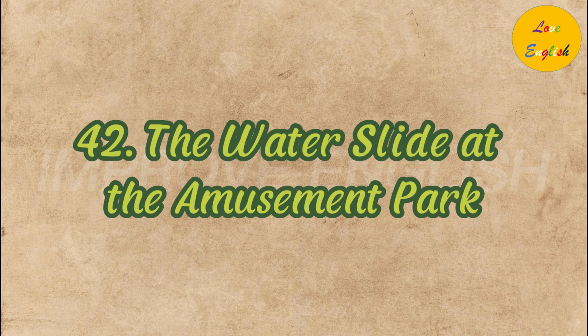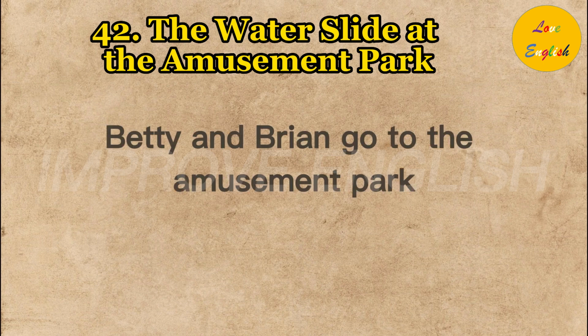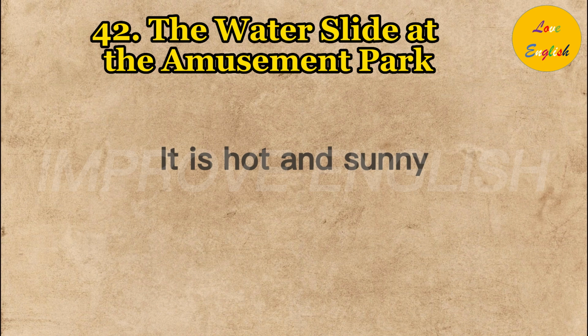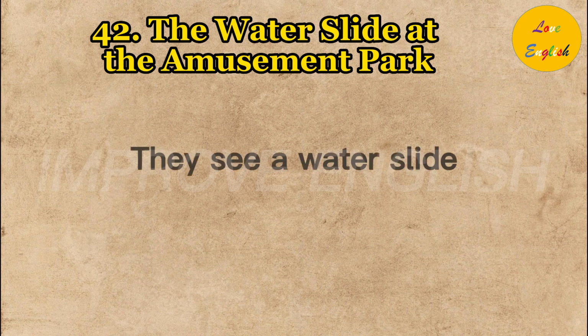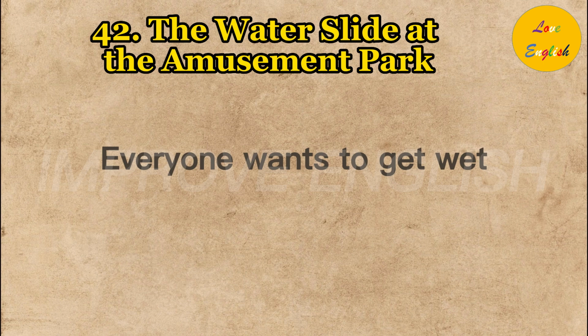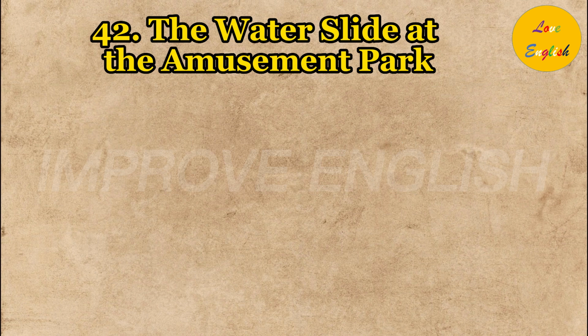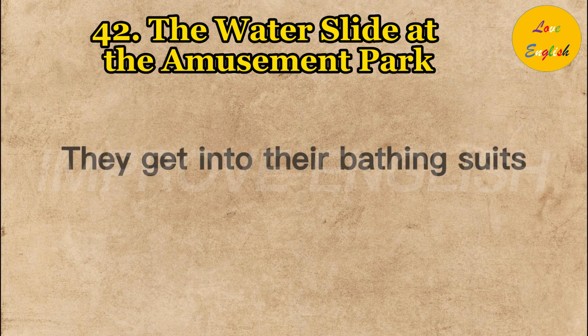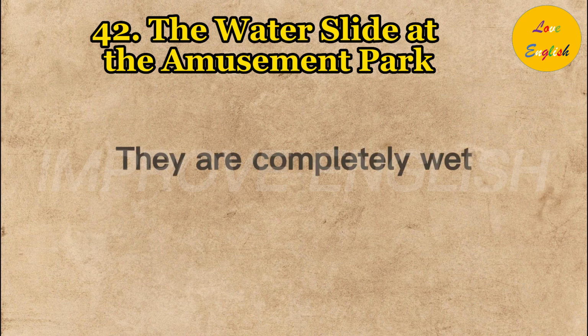42. The Water Slide at the Amusement Park. Betty and Brian go to the amusement park. It is hot and sunny. They want to cool off. They see a water slide. There is a long line. Everyone wants to get wet. Betty and Brian finally reach the front of the line. They get into their bathing suits. They go down the slide. They are completely wet.